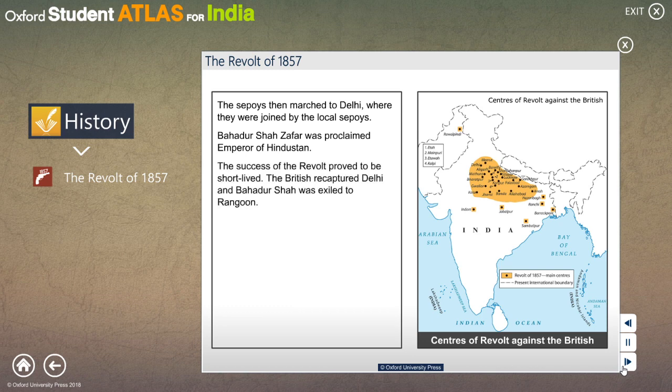The success of the revolt proved to be short-lived. The British recaptured Delhi and Bahadur Shah was exiled to Rangoon. Soon the revolt spread like fire to other parts of the country such as Lucknow, Kanpur, Jhansi and Gwalior.